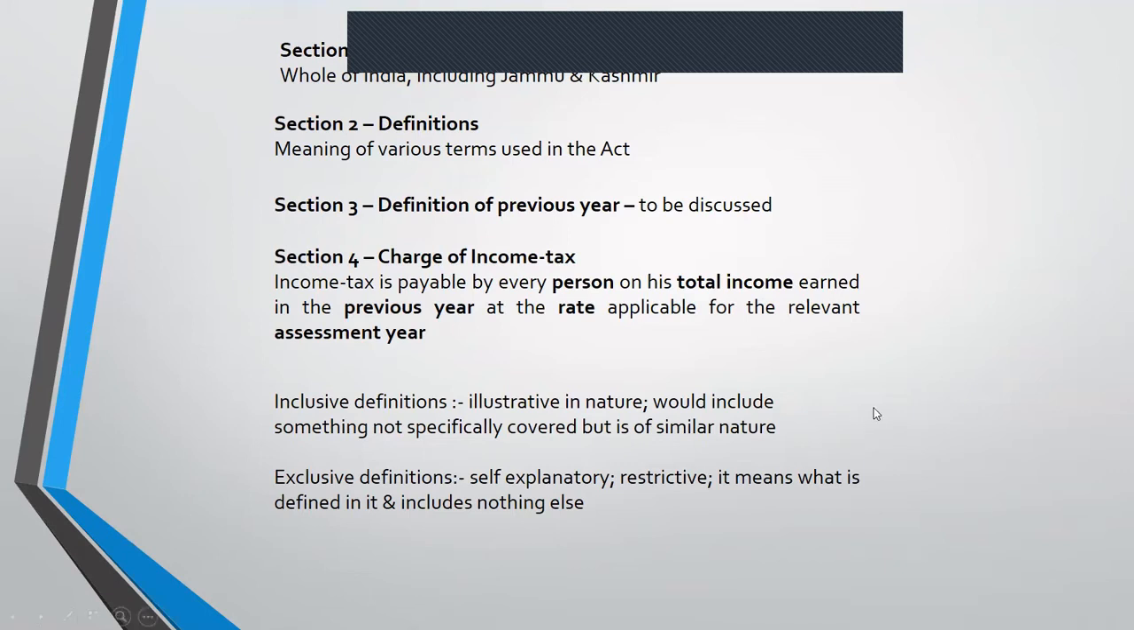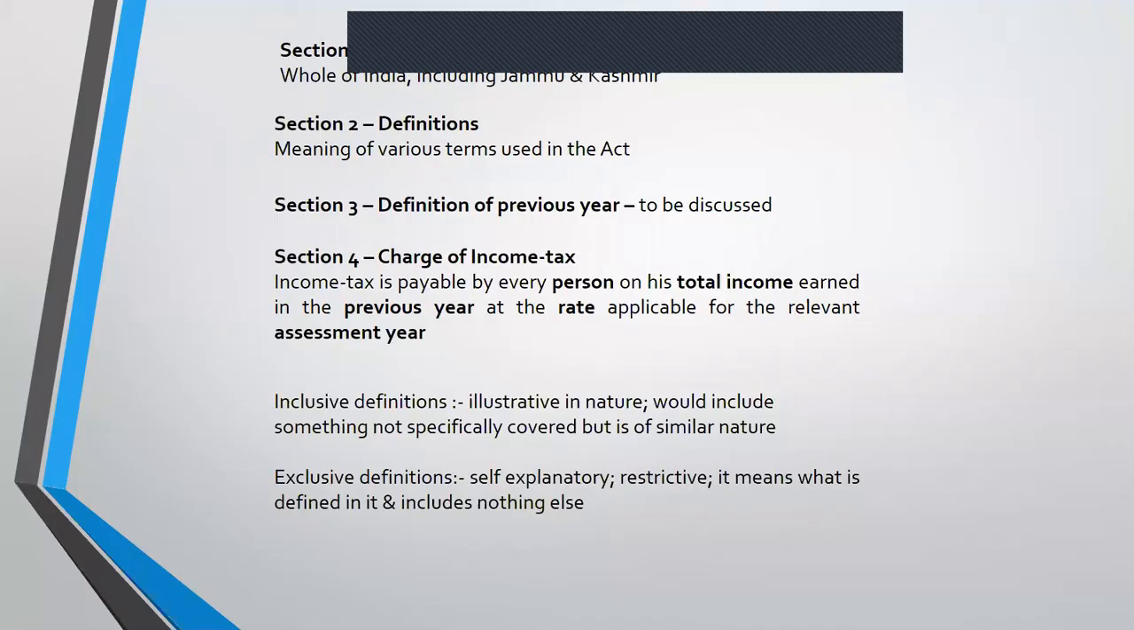Section 3 of the Income Tax Act is the definition of previous year. We shall discuss this separately. Now, section 4 is the backbone of the act. It is the charge of income tax.